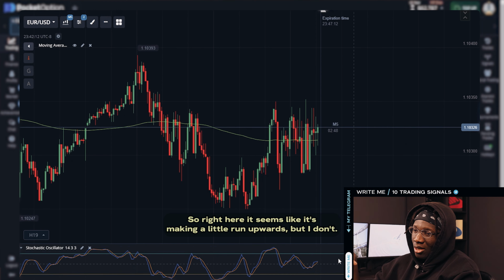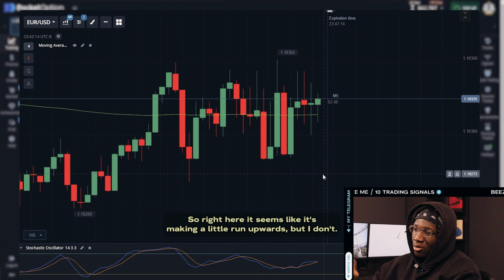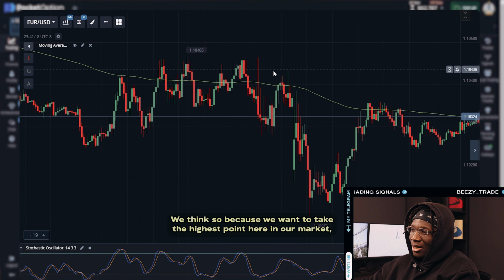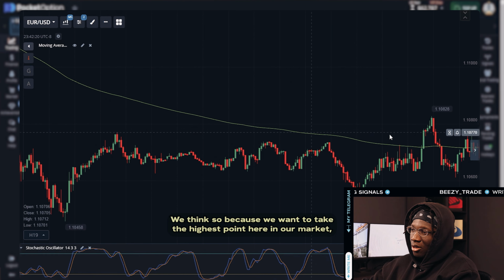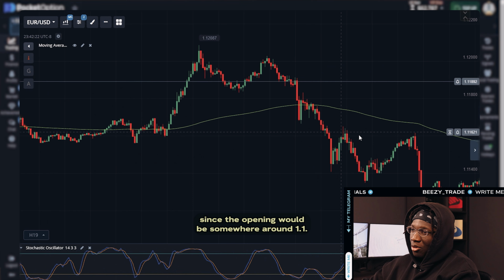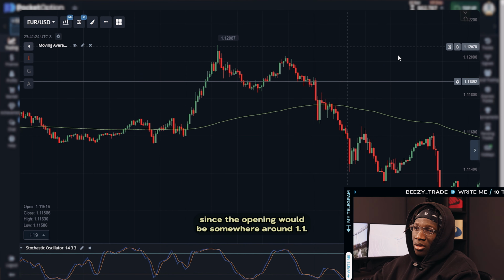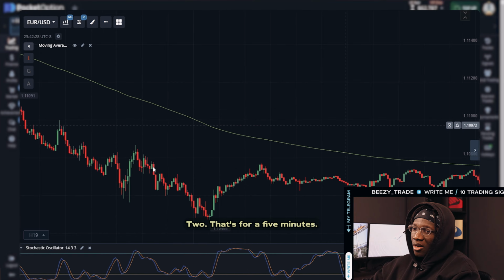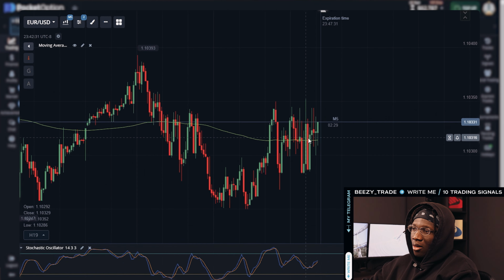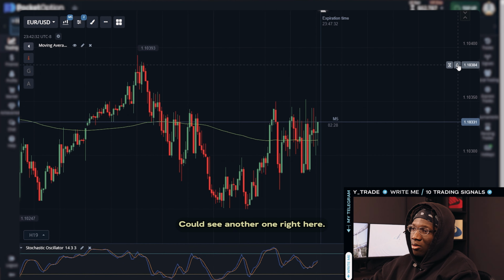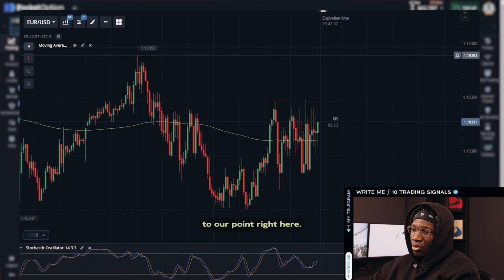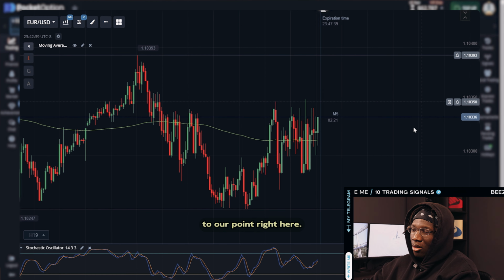So right here, it seems like it's making a little run upwards, but I don't really think so, because we want to take the highest point in the market since the opening, which would be somewhere around 1.12. That's for 5 minutes. You can see another one right here, just to get closer to our point.